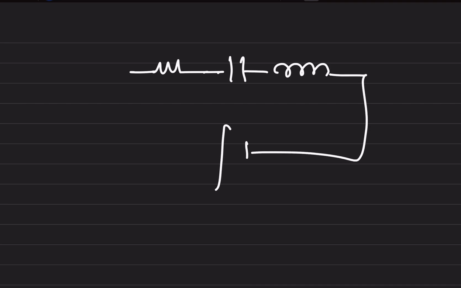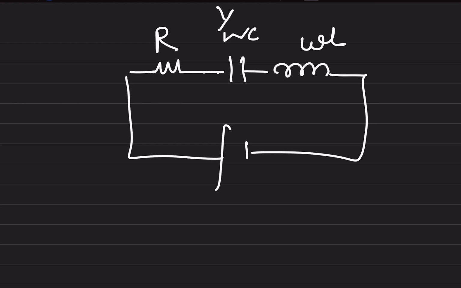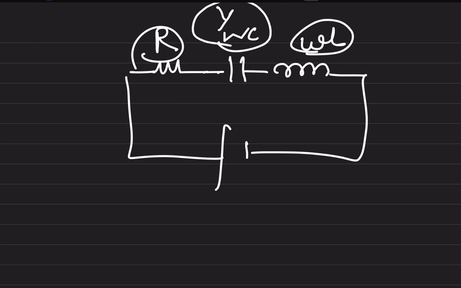And how is this circuit denoted? The circuit will be denoted like this. So this is R, this is 1 by omega C, and this is omega L. Okay, so this is the resistance.